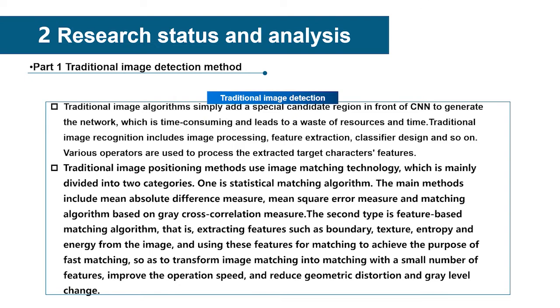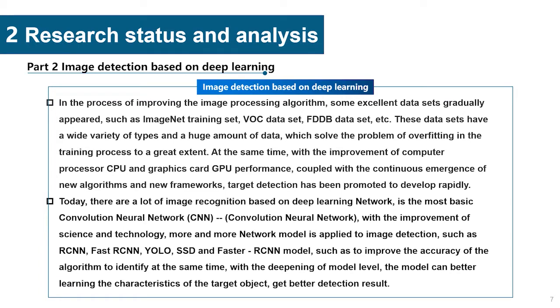The second type is the feature-based matching algorithm, that is, extracting features such as boundary, texture feature, entropy, and energy from the image, and using these features for matching to achieve the purpose of fast matching, so as to transform image matching into matching with a small number of features, improve the operation speed, and reduce geometric distortion and gray level change.